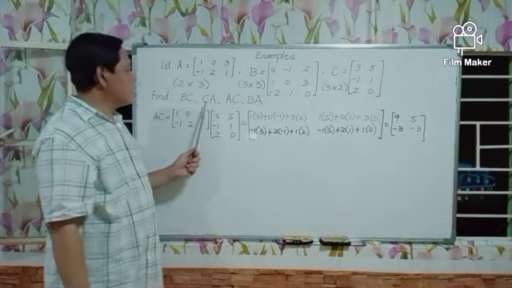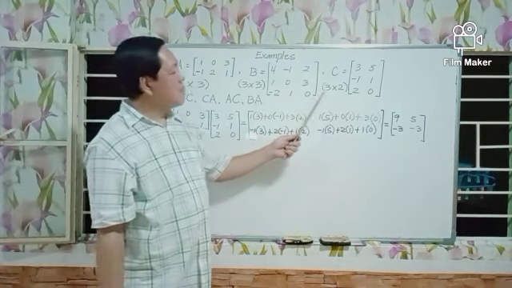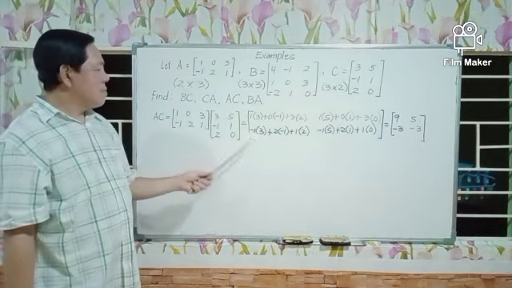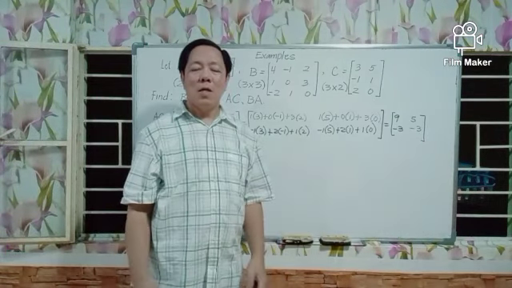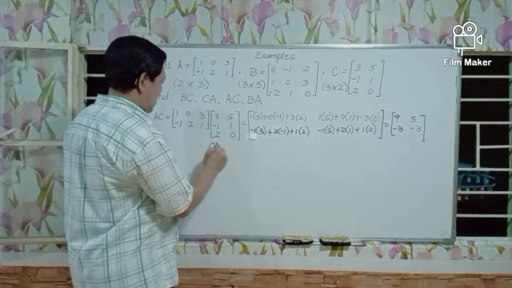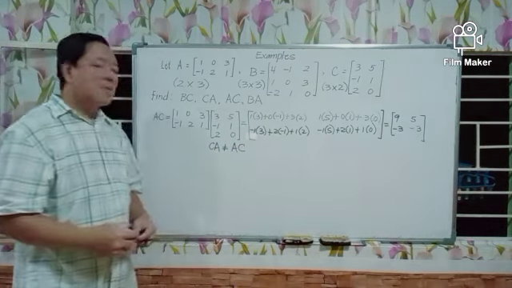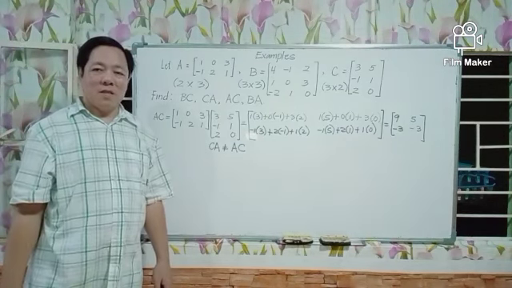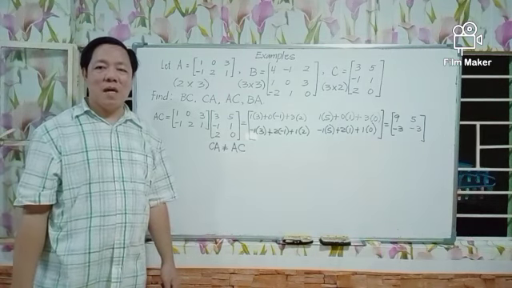Earlier we found the product CA, and the shape of the product CA is 3 by 3. Now we find the product AC, and the shape of the product AC is 2 by 2. Therefore, the product CA is not equal to the product AC because the two matrices CA and AC have different sizes.